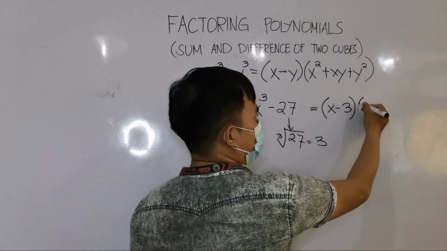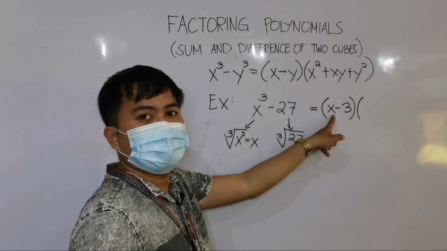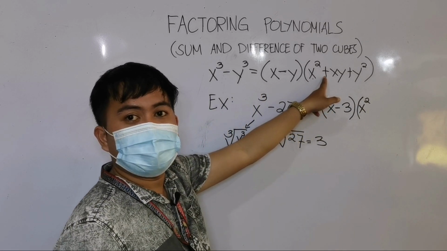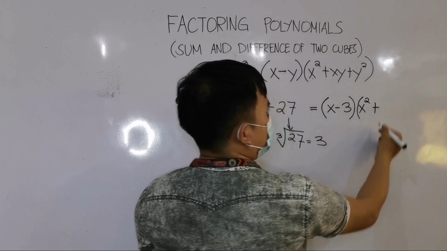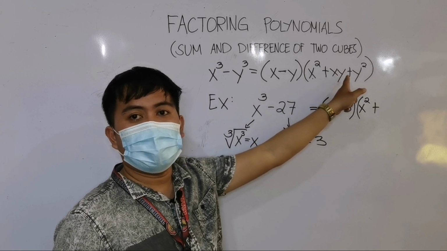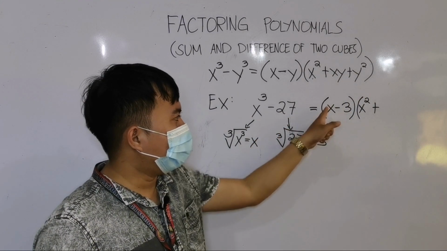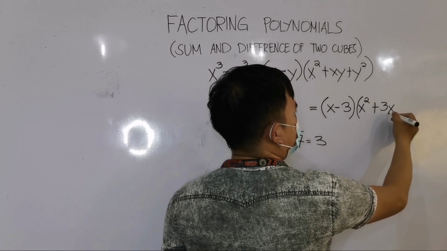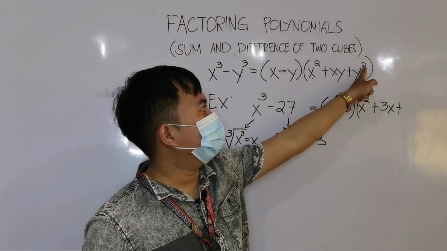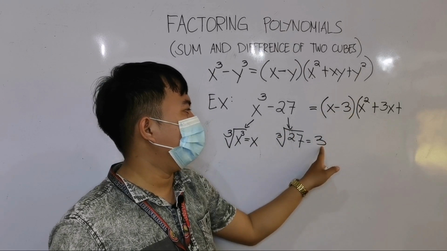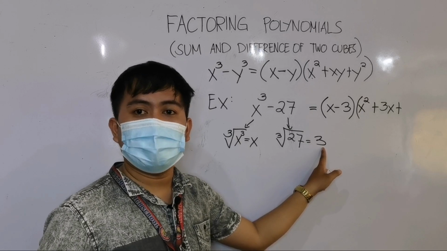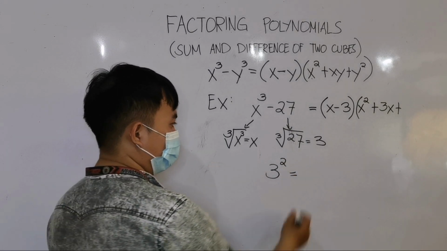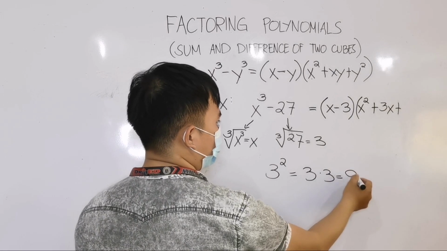Okay. For the second parenthesis, the square of the first term, x squared, plus, or addition is the operation used, plus the product of x, y. Imumultiply po natin. 3 times x. Very good. 3x. Plus the square of y. Yung y natin, yung value ng y is 3. And the square of 3 or 3 squared, hindi po 6. Mali na naman po yun, kundi 3 times 3 is equal to 9.